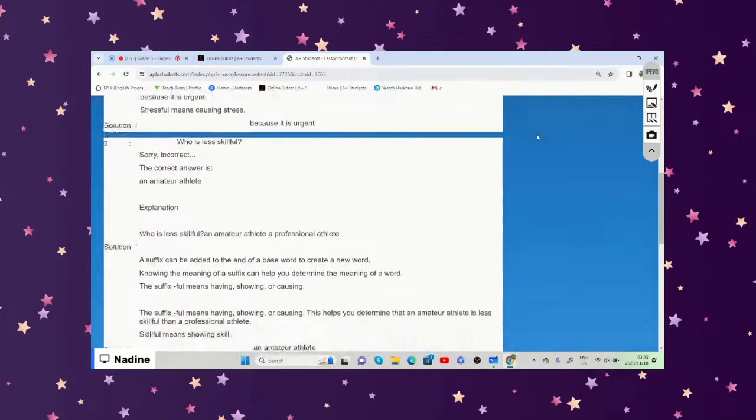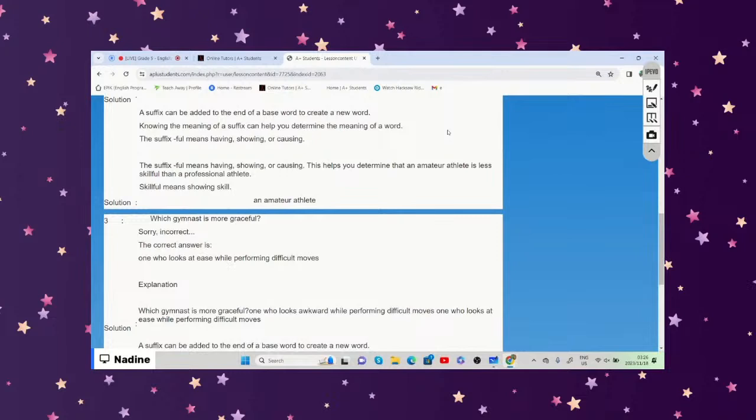All right. So who is less skillful? So who is less skillful? So if somebody were to be skillful or less skillful. Remember, less means without. So somebody who can be less skillful is somebody who's maybe an amateur athlete or somebody who's not as good in something. So we usually call them an amateur, right?